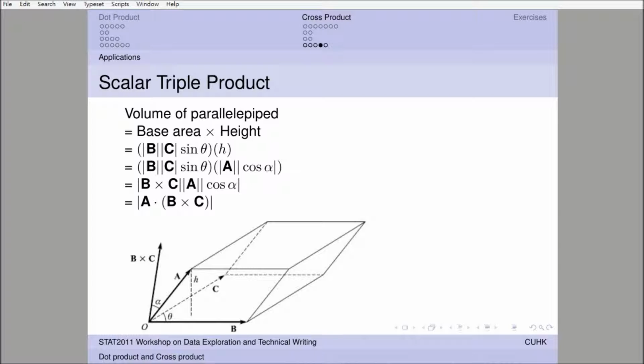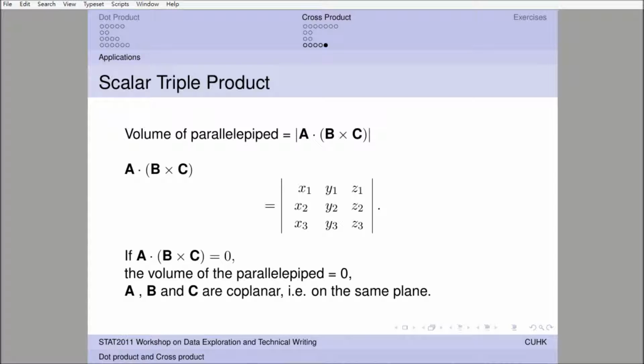As h equals the length of A times cosine alpha, the volume then equals the magnitude of B cross C times length of A times cosine alpha, which equals the magnitude of A dot bracket B cross C. A dot bracket B cross C can be calculated by the determinant shown. Furthermore, if A dot bracket B cross C equals 0, that means the volume of the parallelepiped is 0. So vectors A, B, and C are coplanar. That means they are on the same plane.